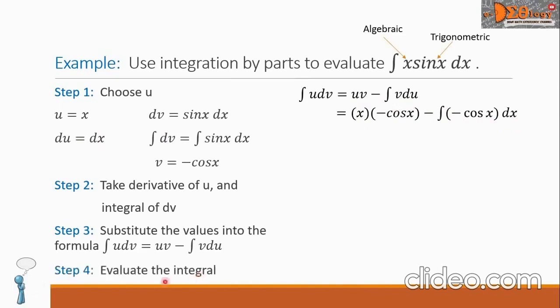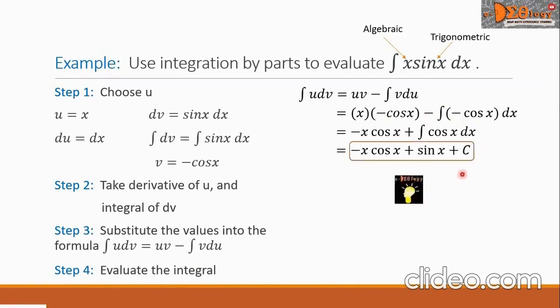Step 4, let us evaluate the integral. This x times negative cosine x, we're going to simplify as negative x cosine x. And then this negative of cosine x here, we will pull out of the integral sign, but because of this negative sign, it will be positive here. So we will evaluate the integral of cosine x dx. And this is now equal to sine x plus c. This is the final answer.